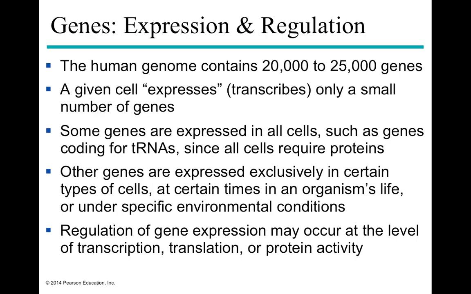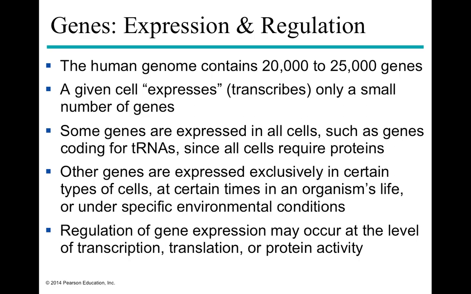All right, so how is this all taken into effect? We have a lot of different genes in the human genome, 20,000 to 25,000 genes. And any given cell is going to transcribe only a small number of them. If you picture that an eye cell might need different genes than a heart cell, which might need different genes than a skin cell. So some genes are going to be expressed in all cells. For example, all cells need structural proteins, so something like beta tubulin is going to be expressed in all cells.